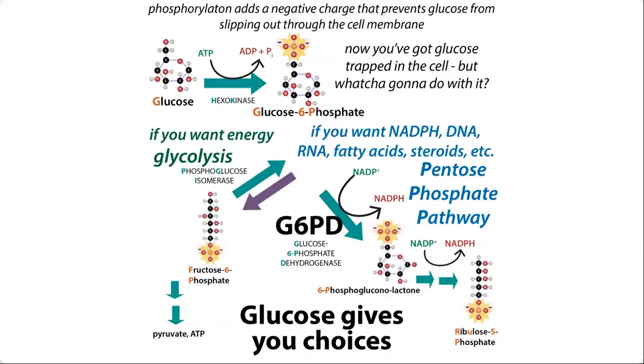Finally, as I promised, I want to tell you that cool medical story about the pentose phosphate pathway. So basically, when we have the pentose phosphate pathway, that's when we want to make NADPH. We want to make DNA, RNA, fatty acids, steroids, all those good things that we can make from glucose instead of just breaking it down.